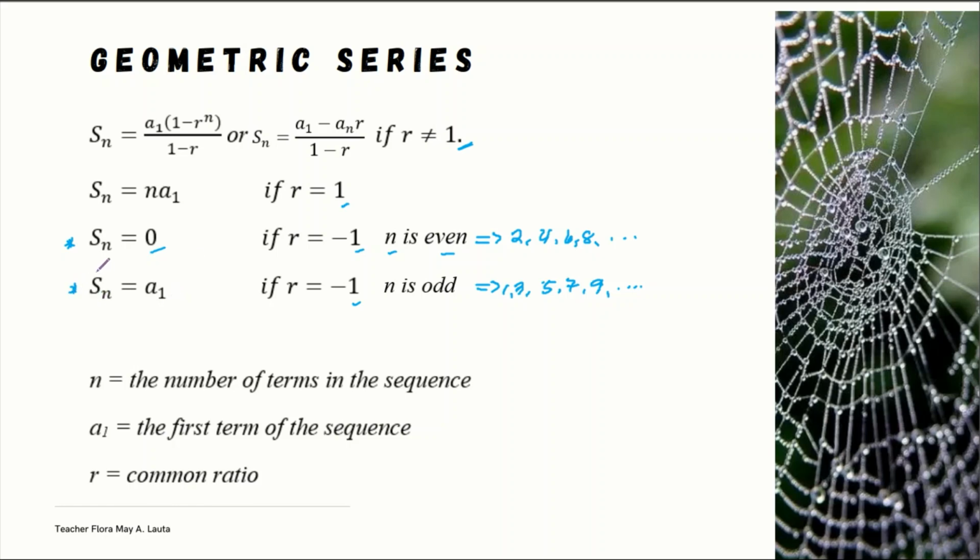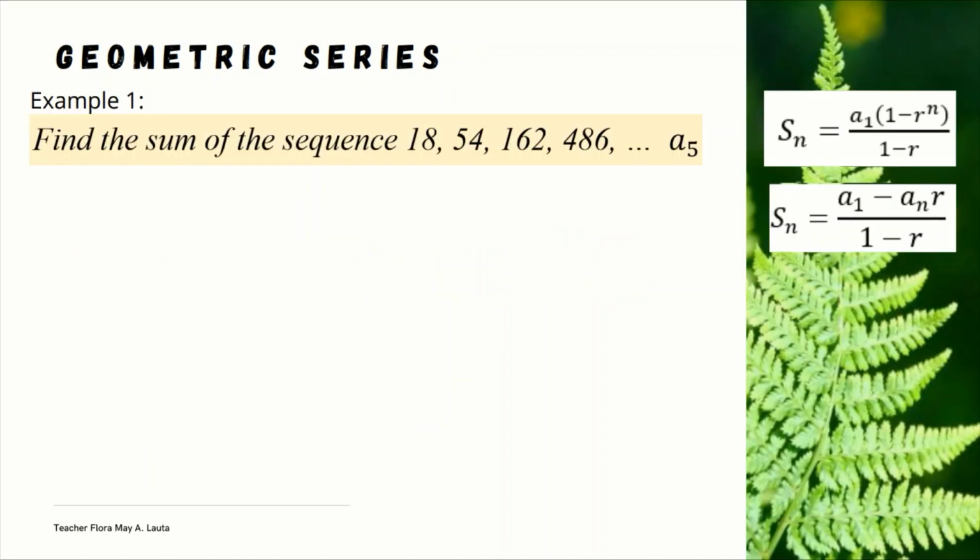I'm going to show you some examples later. So again, n is the number of terms, a sub 1 is the first term, and r is the common ratio. Okay, example number 1 for geometric series. Find the sum of the sequence 18, 54, 162, 486, up to a sub 5.